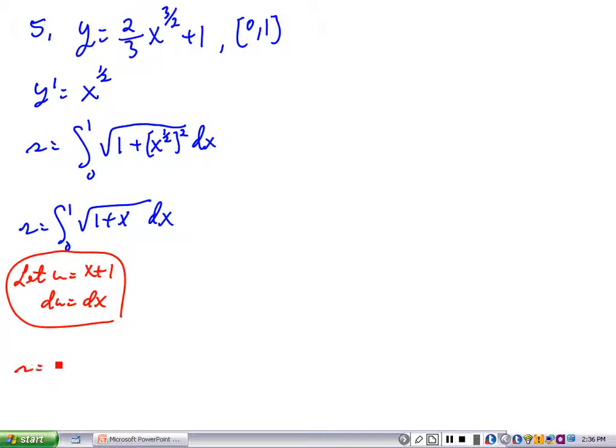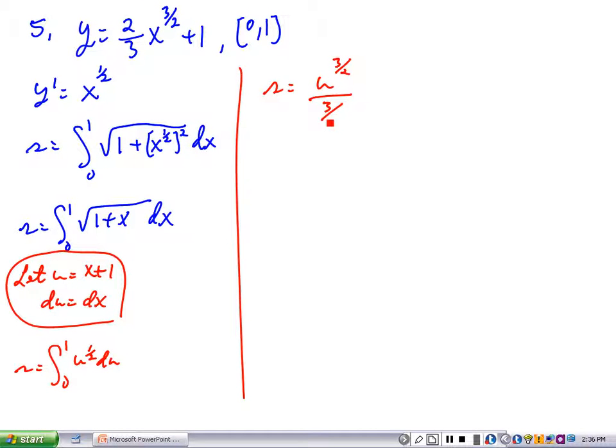So the arc length, s, is equal to the integral from 0 to 1 of u to the 1/2 power du. We integrate that. S is equal to u to the 3/2 divided by 3/2, evaluated from 0 to 1. We'll go back and put that in there. So this is 2/3, and our u was x plus 1 raised to the 3/2 power. So we simplify that and evaluate that from 0 to 1.